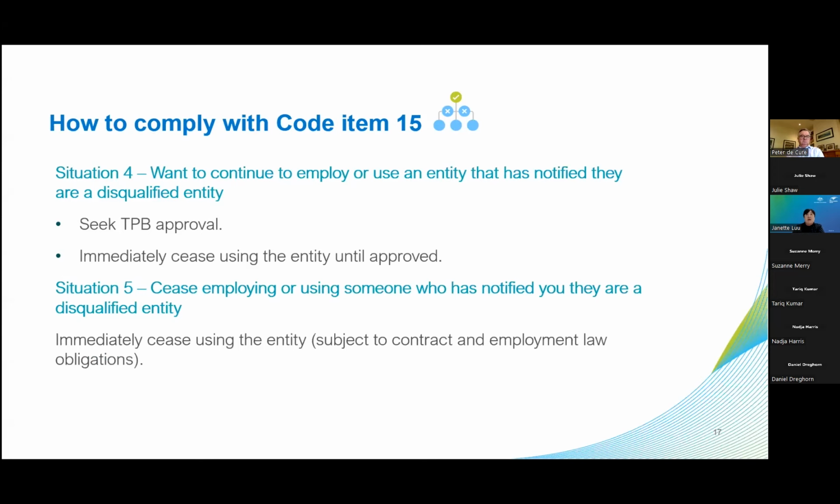And then the last one is situation 5. Look, this one is probably fairly common sense. You have already decided you're going to cease using someone who's notified you they're a disqualified entity, so you're not interested in seeking TPB approval. In that case, you've got to immediately cease using that entity.